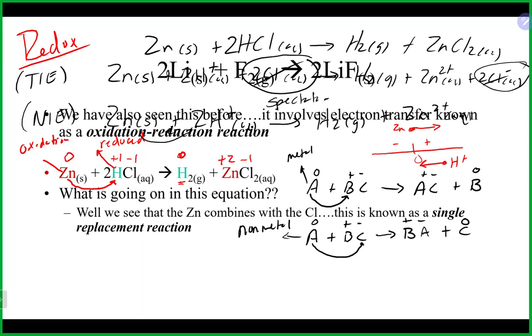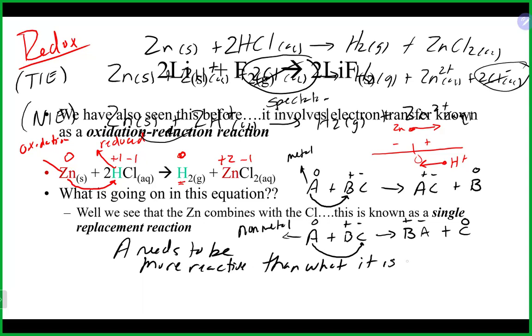In order for this reaction to actually take place, whatever is coming in needs to be more reactive than what it is replacing. So in this case, A needs to be more reactive than what it is replacing. And if A is not more reactive, then you will not get a reaction take place. If it is, you will get a reaction take place.